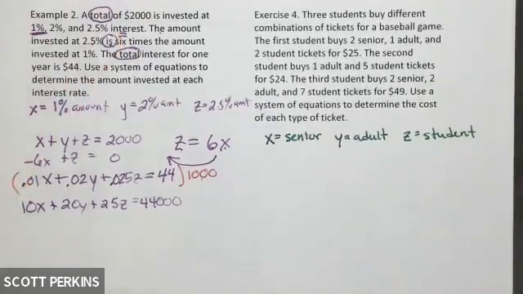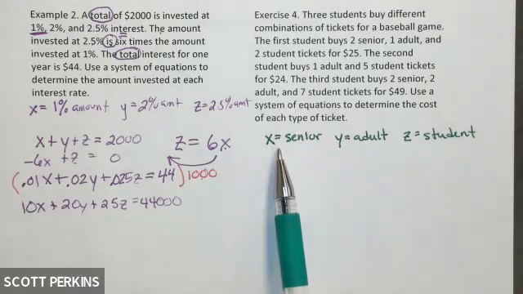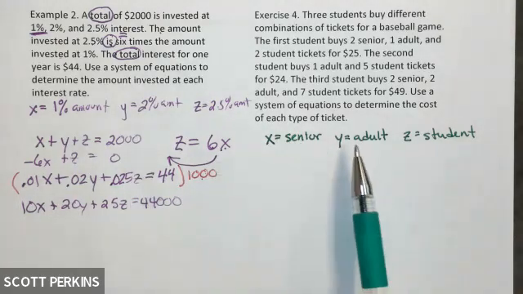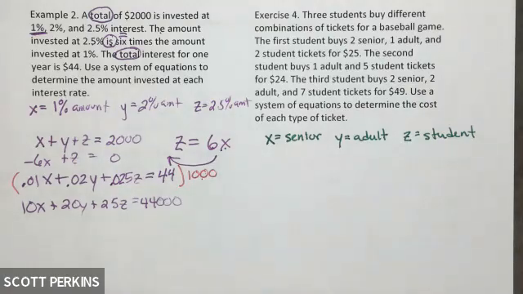Okay, so first thing I'm going to do here is I'm going to define my variables. And it doesn't matter what letters you use. It doesn't matter what order you put them in. That's fine. So your letters might look different. That does not affect the rightness or wrongness of your work. So I'm letting x be senior tickets, y be adult tickets, z be student tickets.